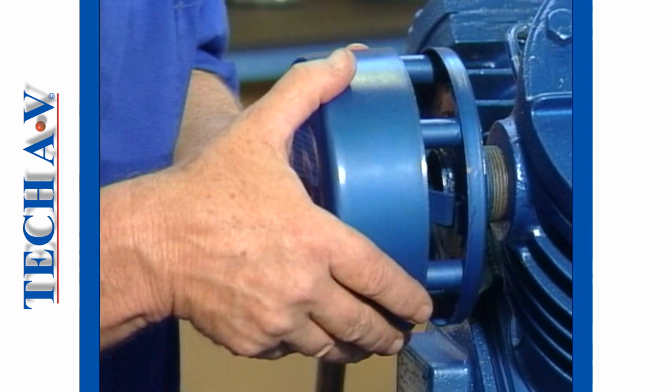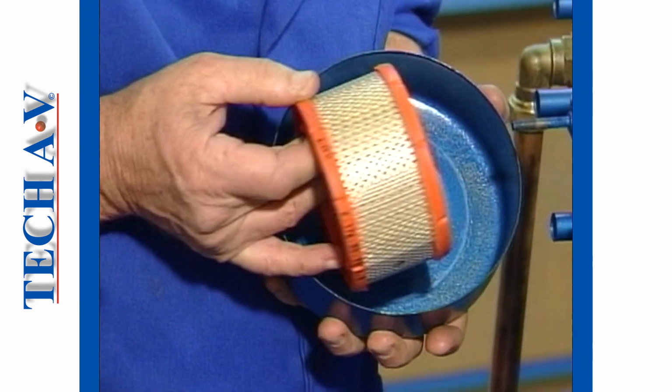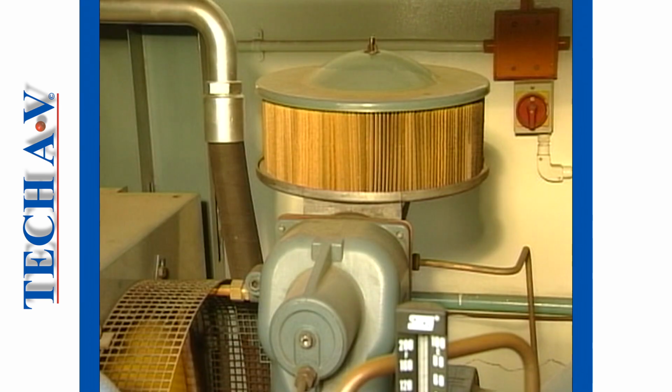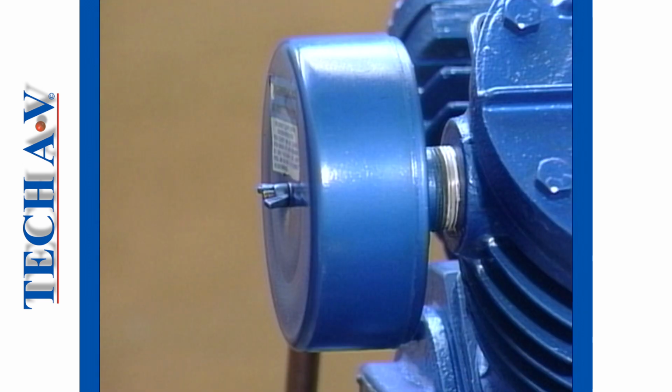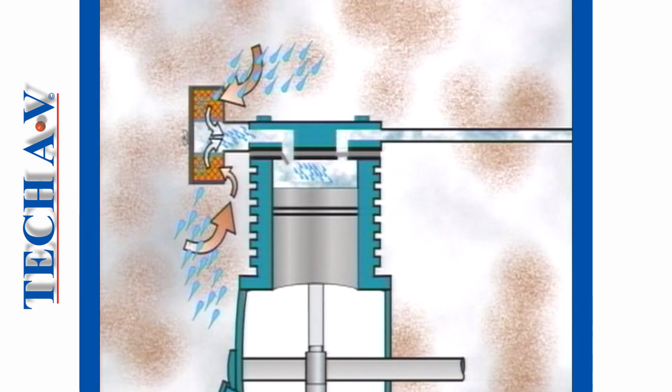Air treatment actually begins with the compressor's air filter. The main purpose of the air filter is to help remove the dust and dirt that is in the atmosphere. Air filters, however, cannot remove or trap every particle of dust. An air filter cannot prevent water vapor from entering a system.